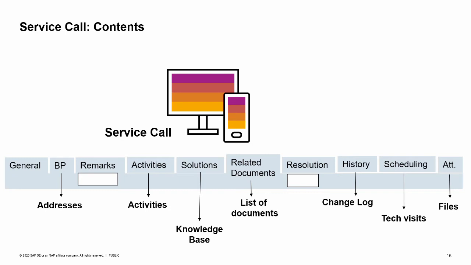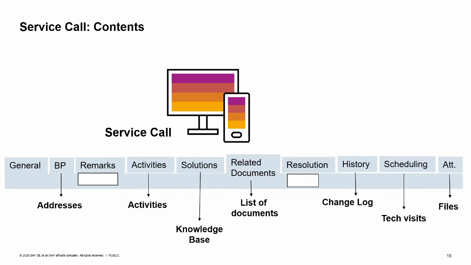You record all steps concerning the analysis and the solution as activities. These steps are listed on the Activities tab. On the Solutions tab, you can use the knowledge base to search for solutions for your problem. The system displays all documents related to this service call on the Related Documents tab. From this tab, you can also generate service invoices and inventory movement transactions. On the Resolution tab, you can enter how you solved the problem or how you otherwise helped the customer.